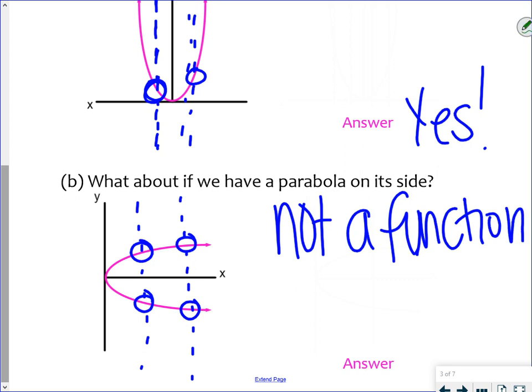Right, at this x value, let's say this is x equals 4, my y equals 1, and my y equals negative 1. Because at x equals 4, I have two different output values, it does not make this a function. So again, this is our vertical line test, and we use this when they give us a graph.